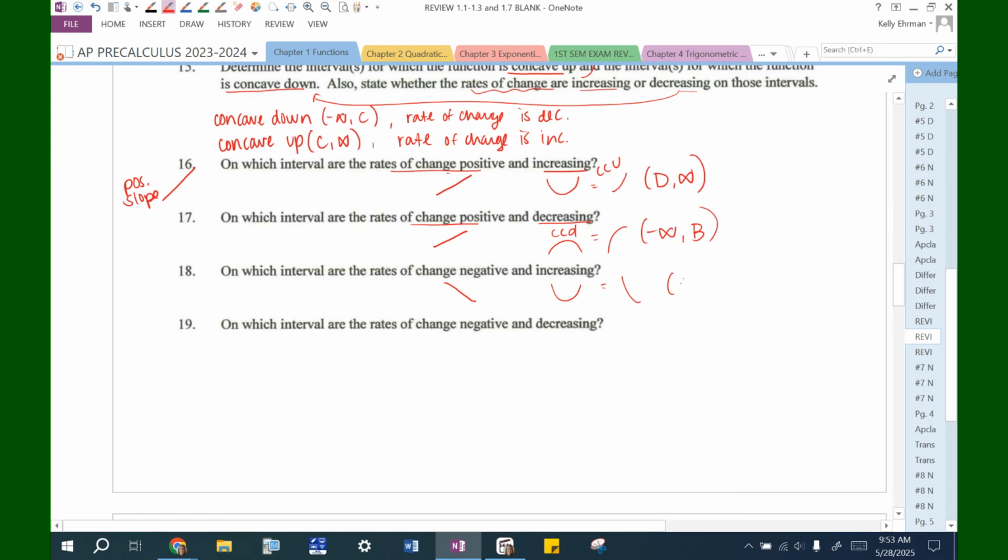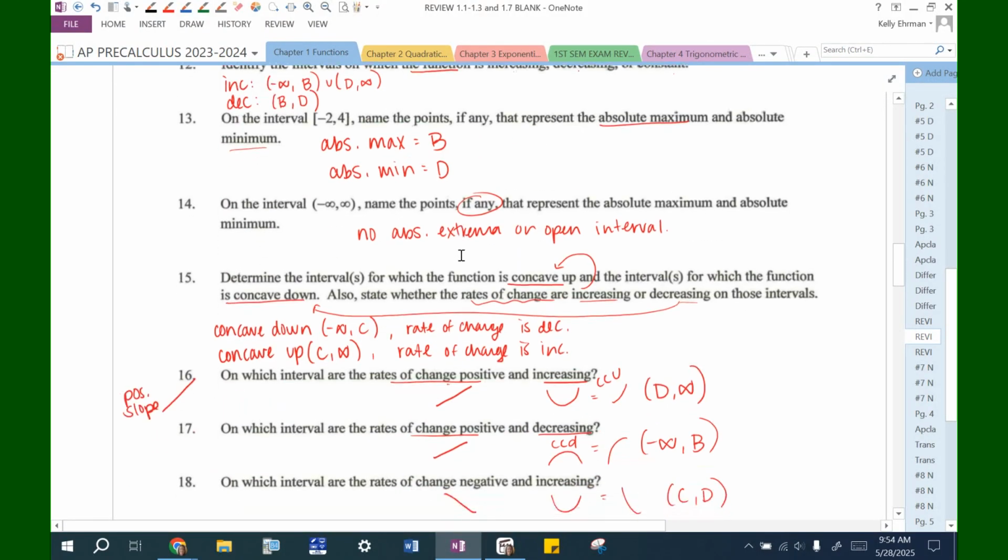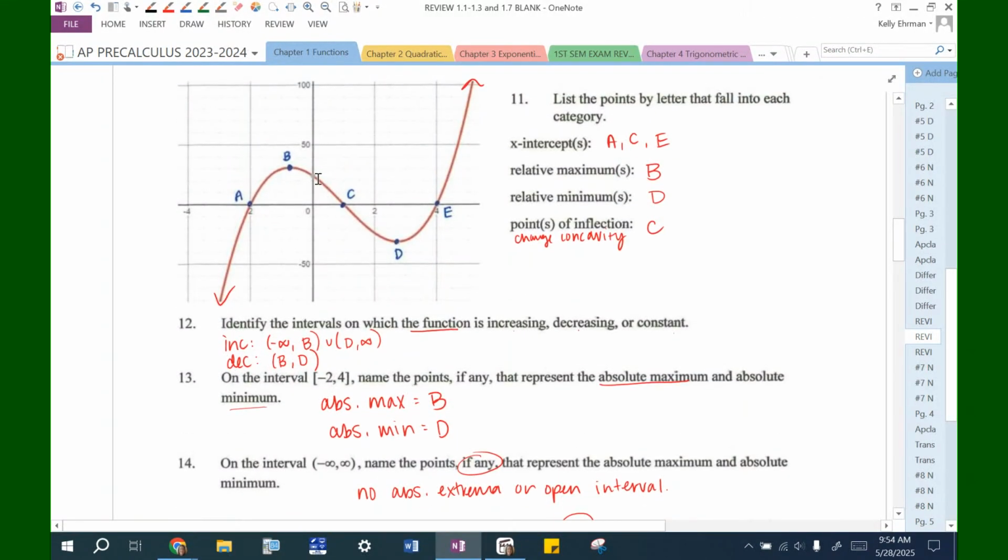Rate of change is negative and concave down, decreasing. What would that look like? It would look like that. So that is B to C.